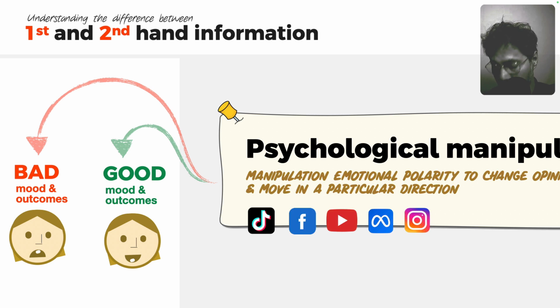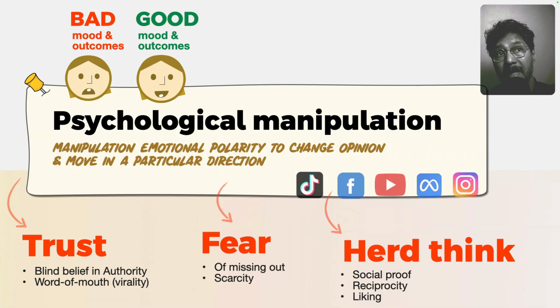What is psychological manipulation? Let's have a look. Manipulating emotional polarity to change your opinion and move in a particular direction. Emotional polarity is the key concept you need to understand. Social psychological manipulation is all about emotional polarity. You might get excited about something. Again, human beings, we are not machines. Machines don't have emotion, right?